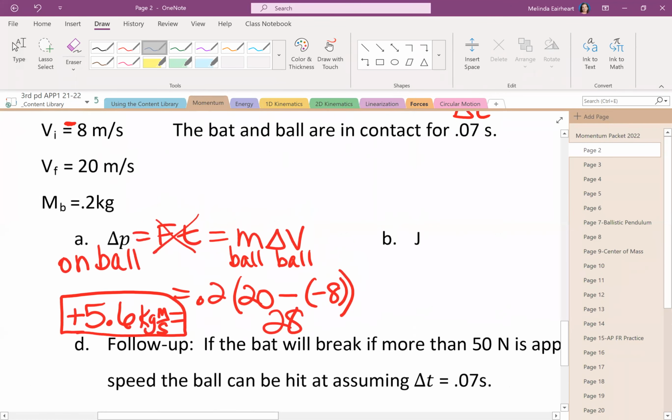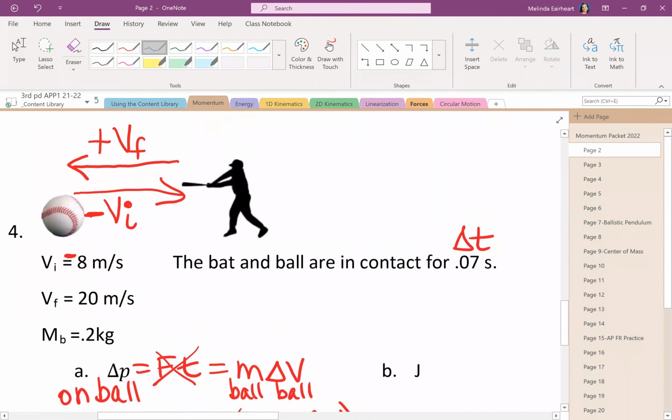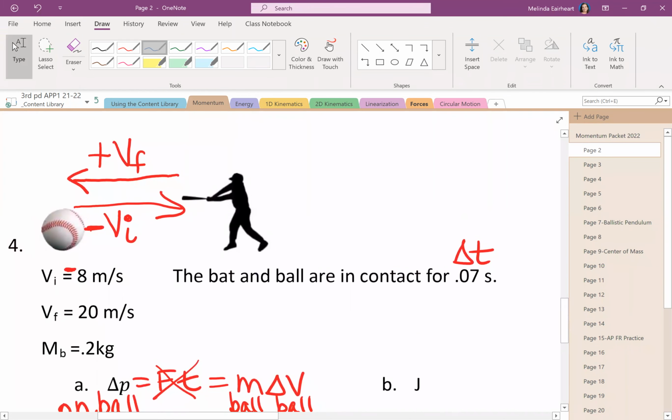Now I did put a positive, okay? Because up above, we said the ball was going to change in the positive direction, right? It was going to go in the positive direction. The force on the ball is in what we've defined as left positive. Good deal?